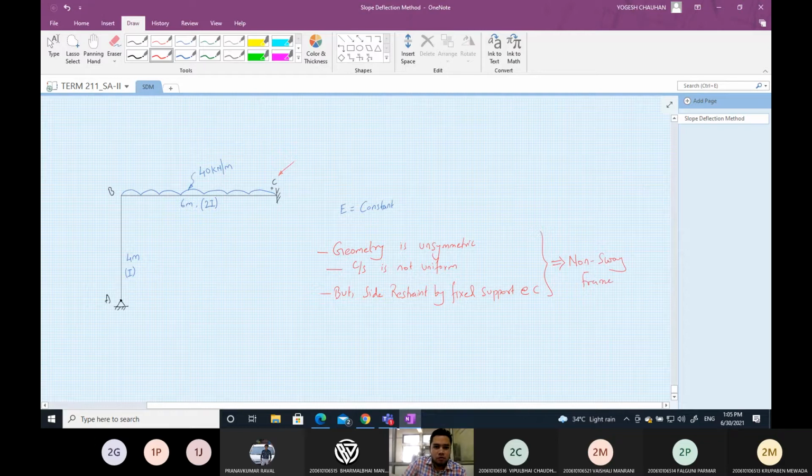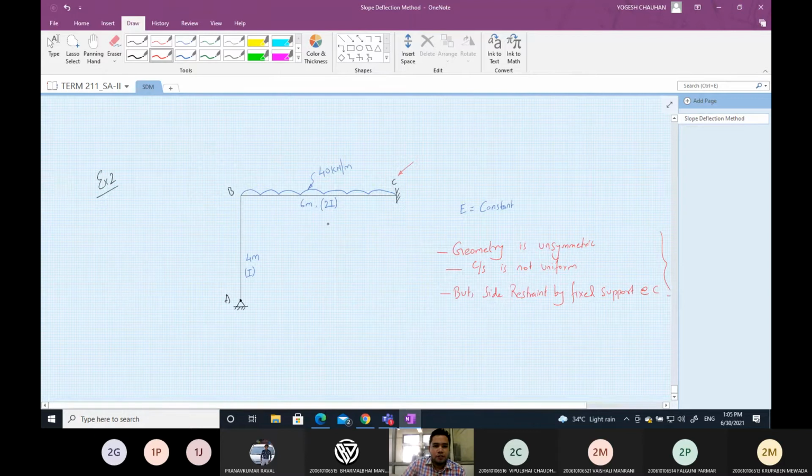See, if there is no fixed support here, suppose there is a roller support over here, then this roller will allow the frame to sway. So in that case it is a sway frame. But since it is fixed, or suppose there is a hinge support also here instead of fixed, then also it is a non-sway frame, because hinge will also not allow the frame to undergo sway. So it is a side restrained frame, so it is a non-sway type.